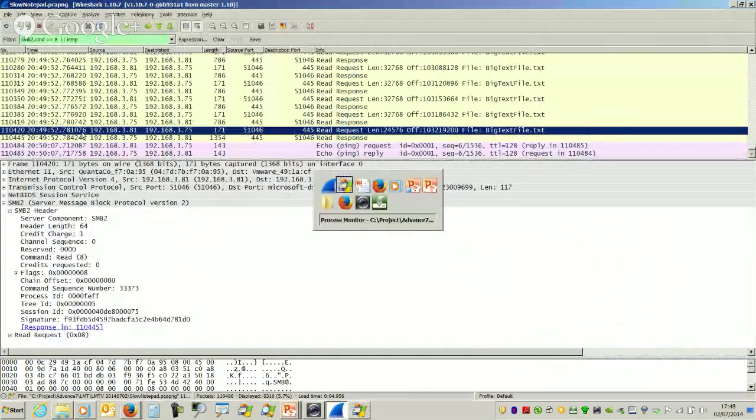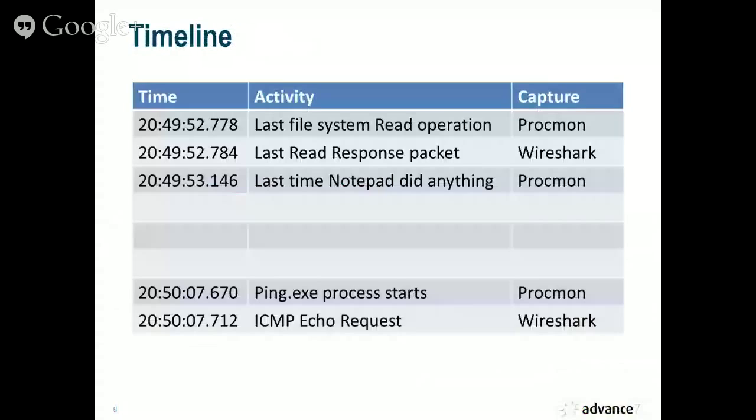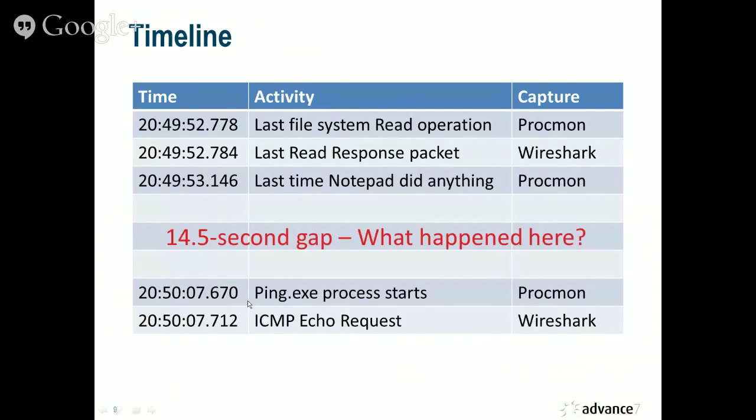So that enables us to summarize where we are in this way: we see the last read in Procmon, we see the last read response in Wireshark, we then see the last activity that Notepad did for anything in Procmon, which was actually a registry query. Then we've got this big gap, and then we see our ping marker. Half seconds that we have here.